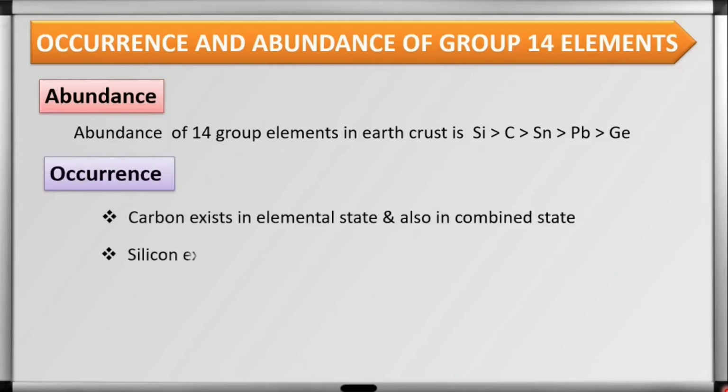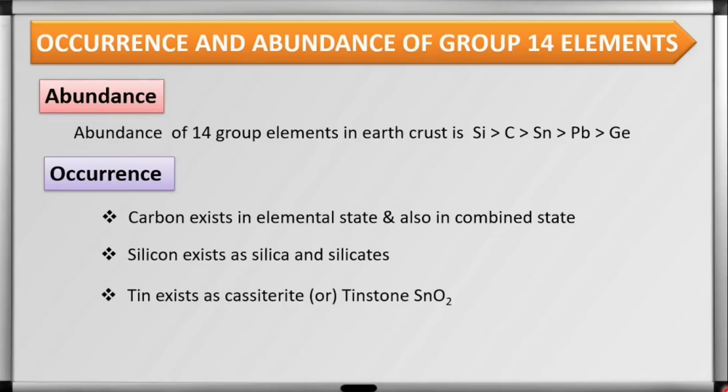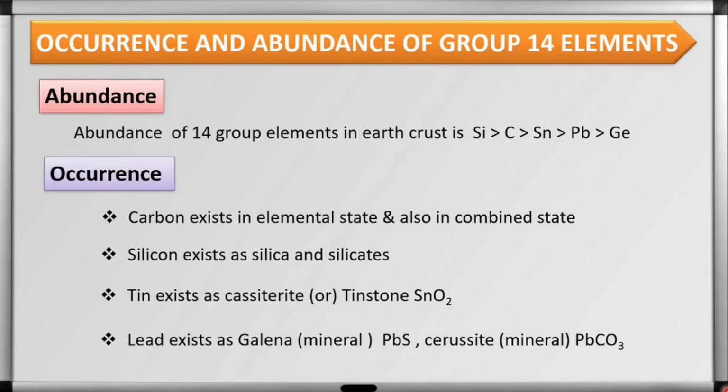Next one, the occurrence. Carbon exists in the elemental state as well as combined state also. Silicon exists as silica and silicate form. The tin is present in tin stone and cassiterite, that is SnO2 form. Lead exists in a mineral like galena किंवा सर्क्यूसाइट मिनरल, that is lead carbonate. Lead carbonate ला सेरुसाइट मिनरल असं म्हटलं जातं, लक्षात ठेवा. सेरुसाइट मिनरल, that is lead carbonate.